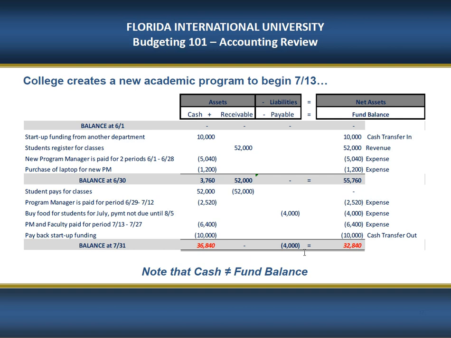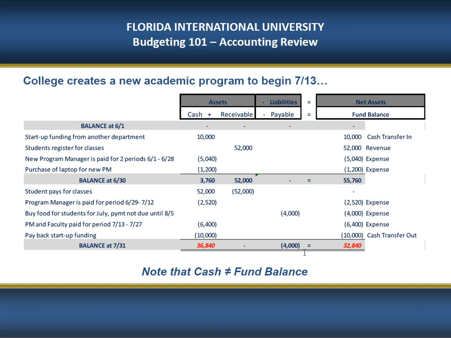Now, classes start on July 13th. We start paying the faculty member for teaching the classes. So, for the second pay period in the month of July, which ends on the 27th, we have payment for the faculty and the program manager. With benefits, it's $6,400. Again, our cash goes down by $6,400, and our salary expense is recorded, reducing fund balance.